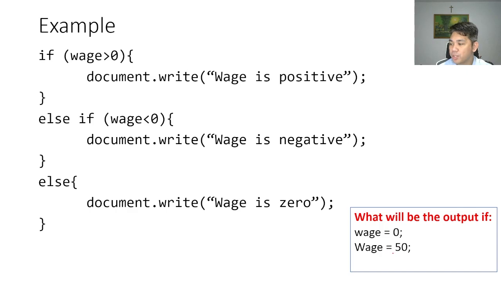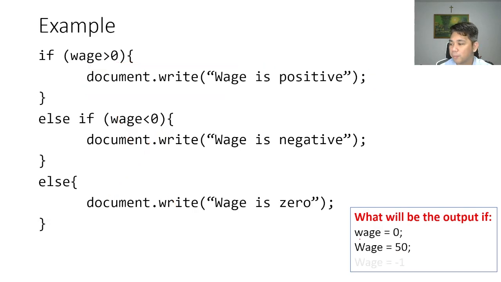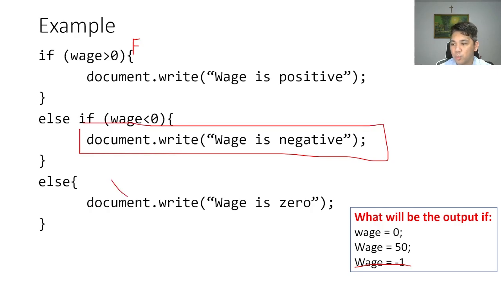If our wage is 50, on the first condition, it will return true. This will be performed. The rest will be disregarded. Now, if our wage is negative, first one false, second one true, this will be performed, else will be disregarded. All right?